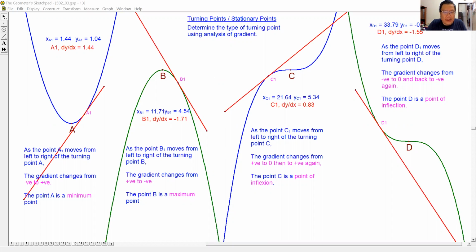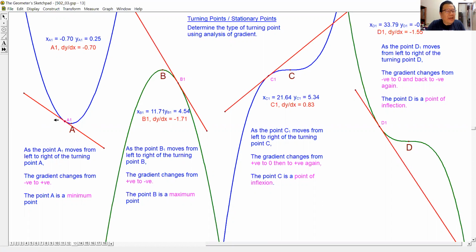Okay. First of all, I will go through what I told you yesterday. First thing, this curve shows a minimum point A, and the gradient changes from negative to positive. So this is the characteristic of a minimum: the gradient changes from negative to positive.